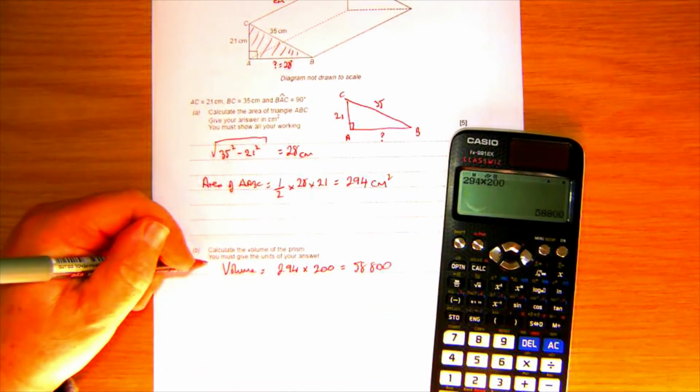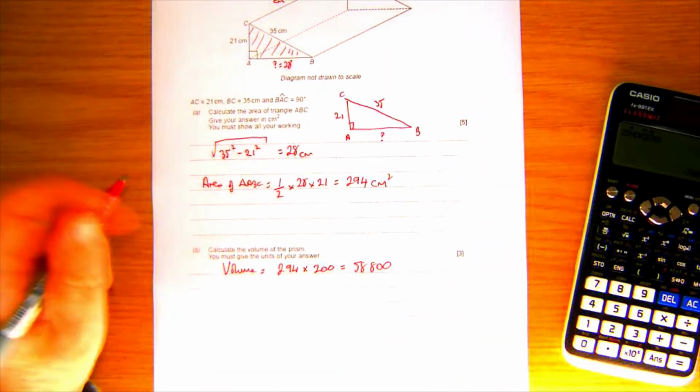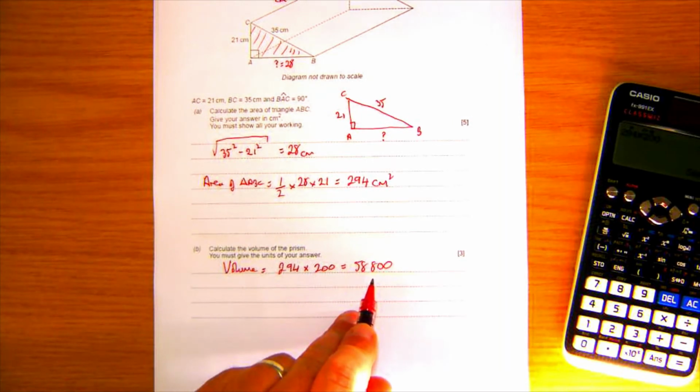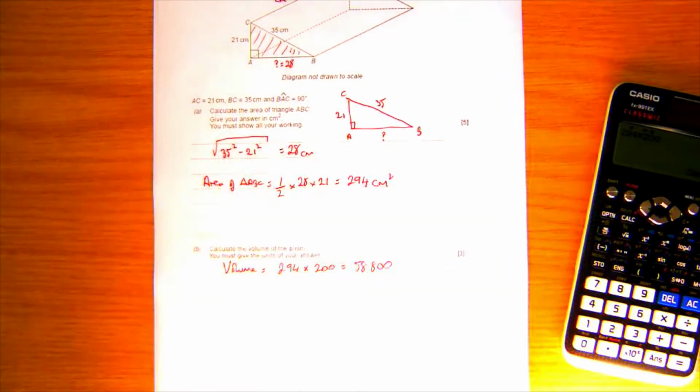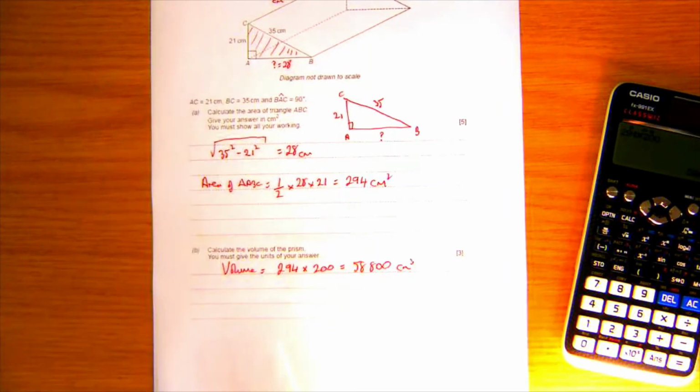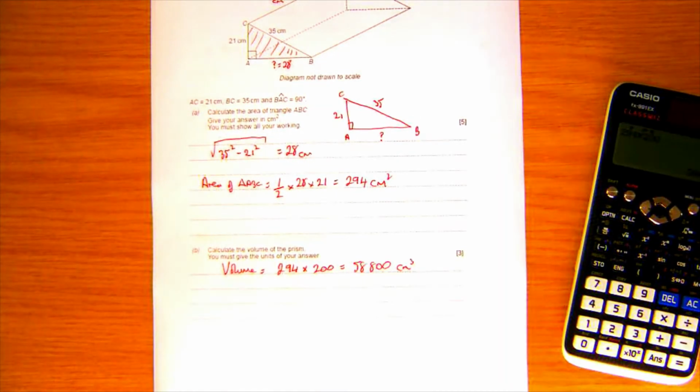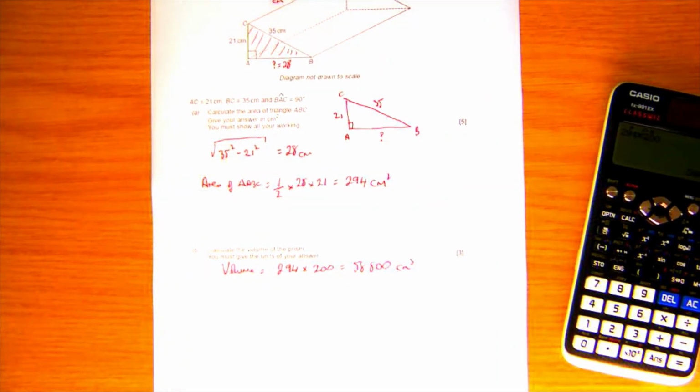58,800. It's telling you must give units with your answer, so even though that's right, that's only going to get you 2 marks. To get the third mark, you need to include centimetres, because those are the units we're using, and cubed, because we're measuring volume.